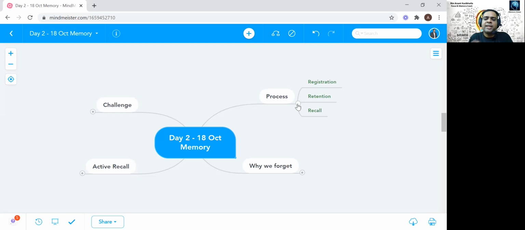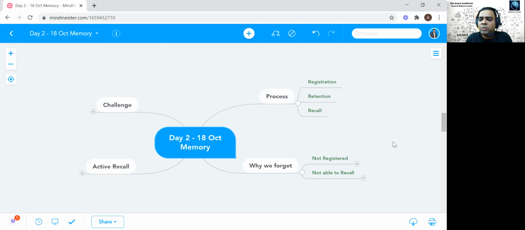Okay, so let's see why people forget. There could be two reasons. One is that the information is not registered in the first place, like I gave you the example. I did not register the information, but I said I forgot. So you did not register.